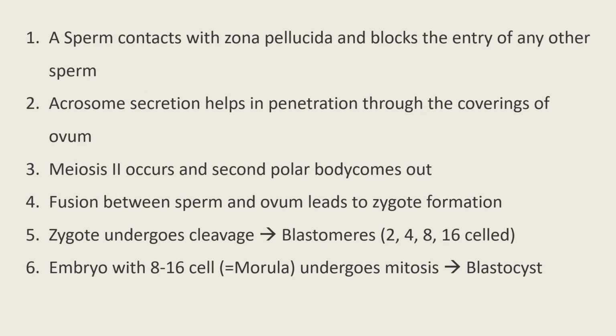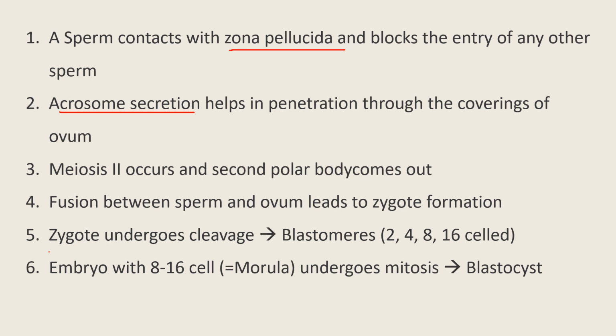A small revision of what we have seen earlier. It begins with a sperm contacting the zona pellucida layer, a single sperm, so that it can block the entry of any other sperm. This is to ensure that the process of fertilization results in a single offspring, a single fetus. Now, for this penetration, we need the acrosome secretions that I told you about. There are three major secretions: hyaluronidase, corona penetrating enzyme, and acrosin.